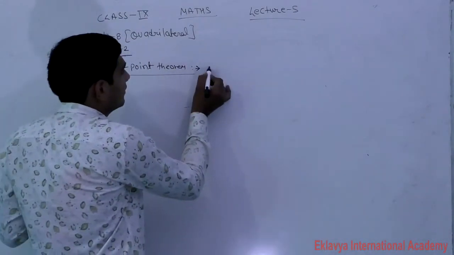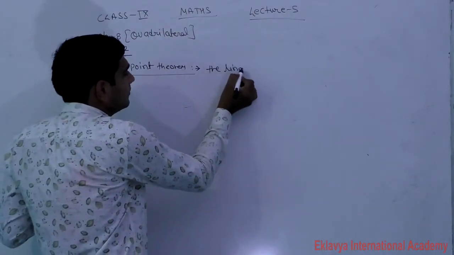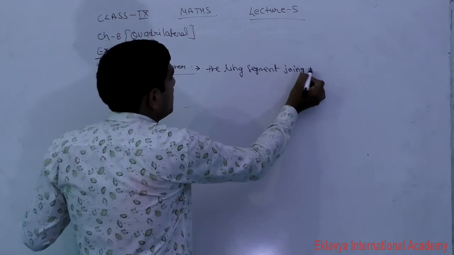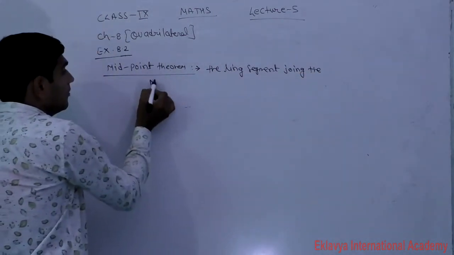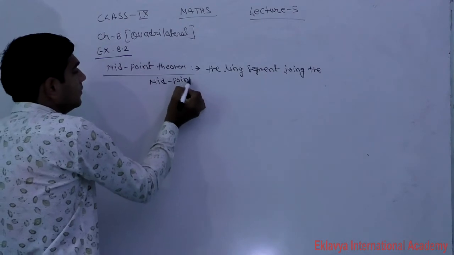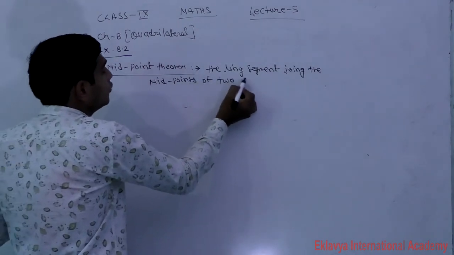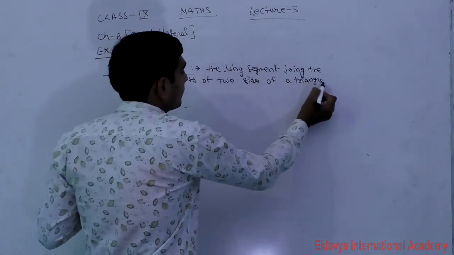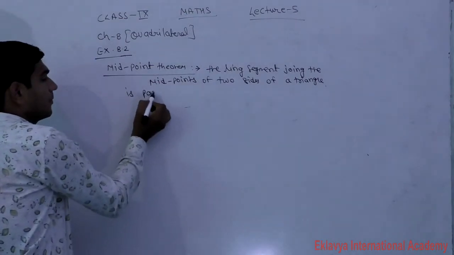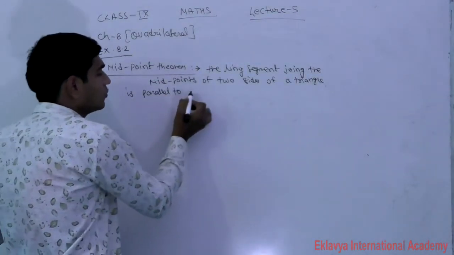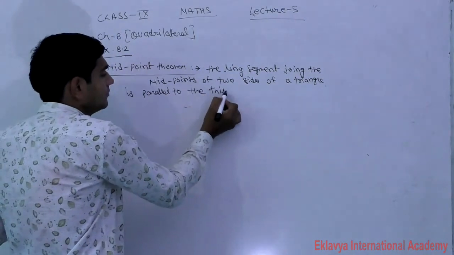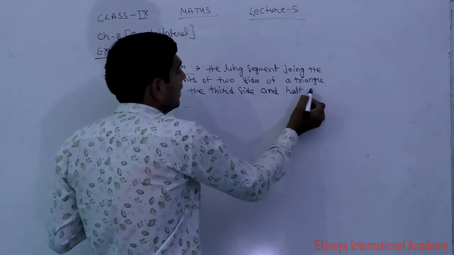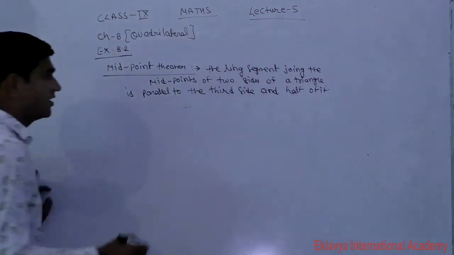So statement: the line segment joining the midpoints of two sides of a triangle is parallel to the third side and half of it. That is the statement of midpoint theorem.